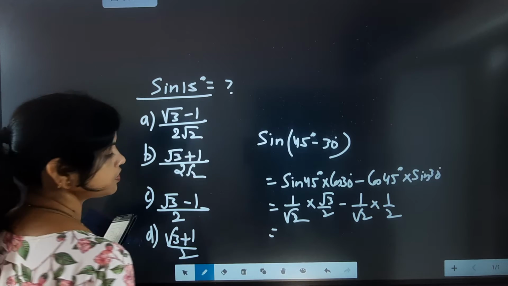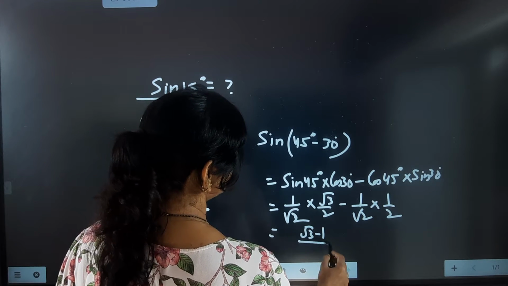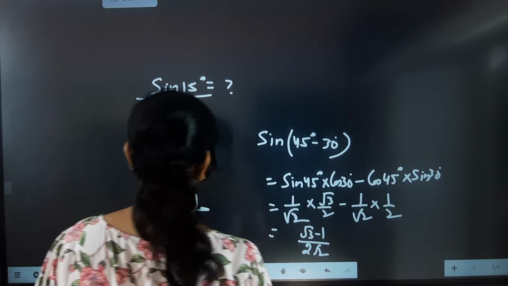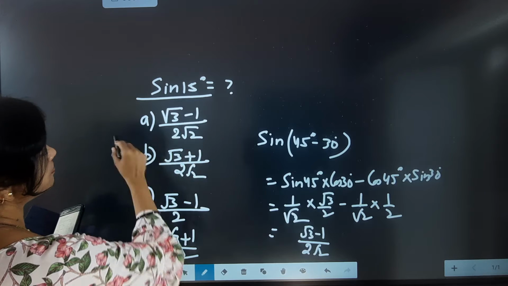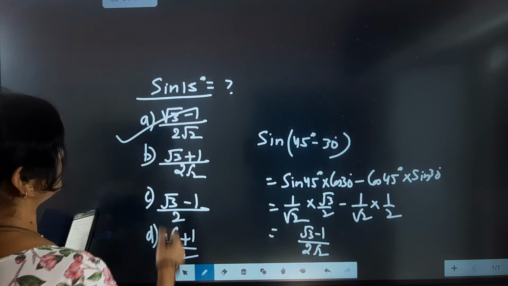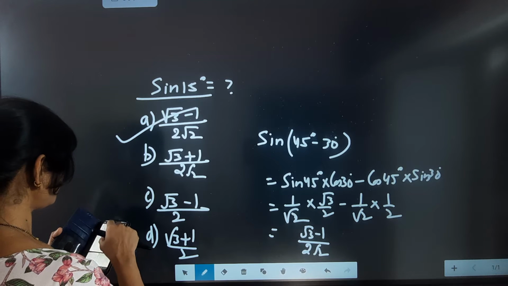So now what we are going to do, here it is coming as root 3 minus 1 by 2 root 2. So root 3 minus 1 by 2 root 2 directly coming. So answer is coming as A.